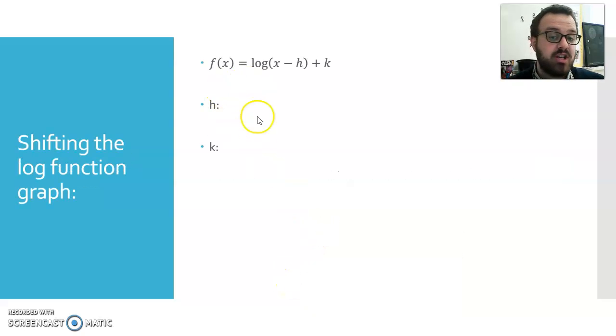Shifting the logarithmic function, again, h is going to move you left and right. k is going to move you up and down.